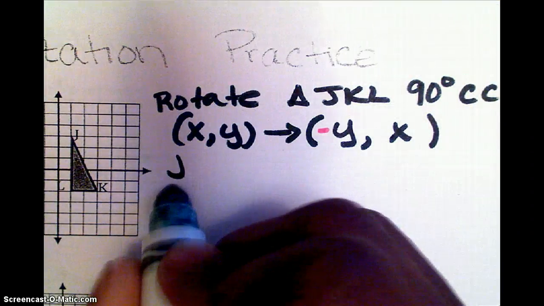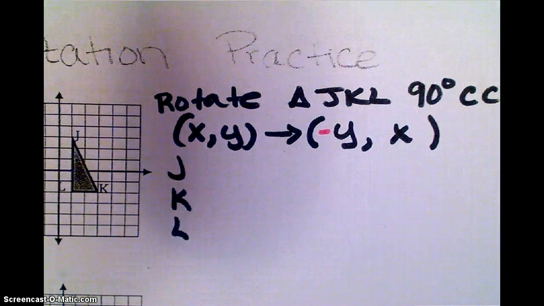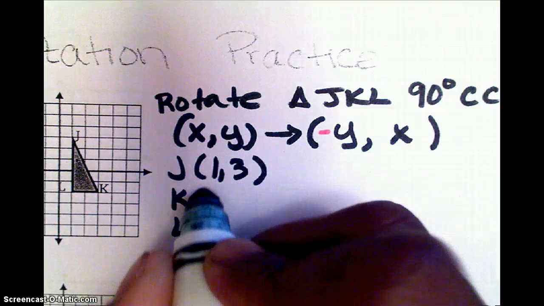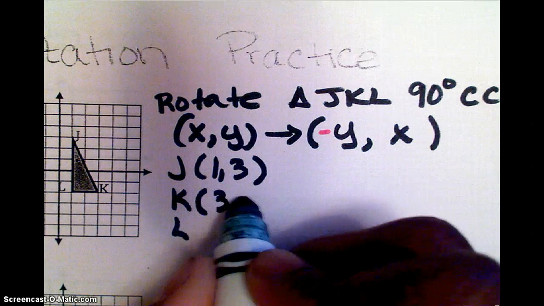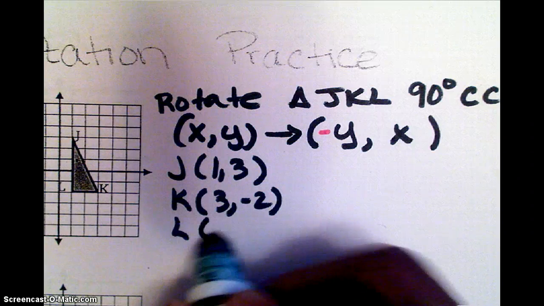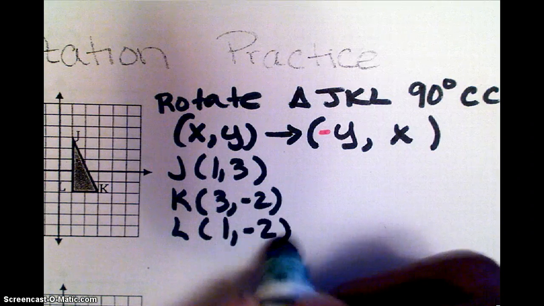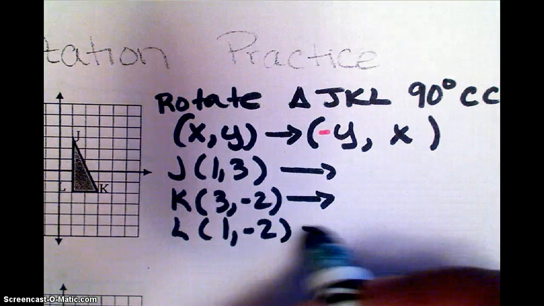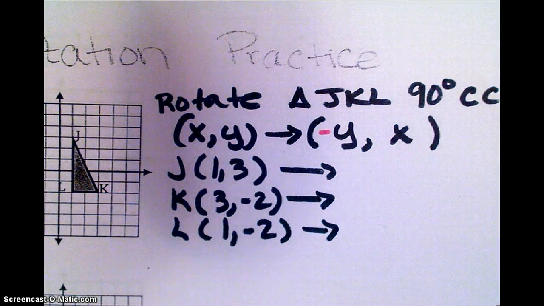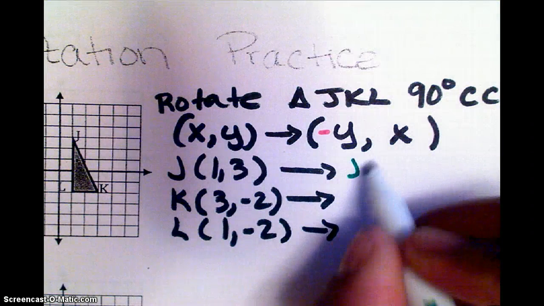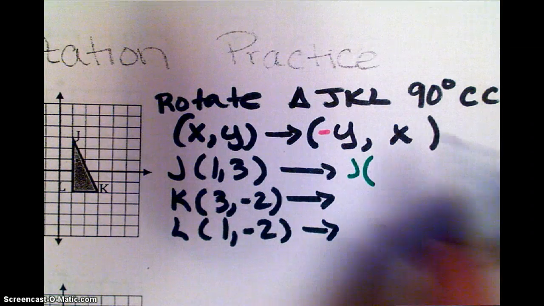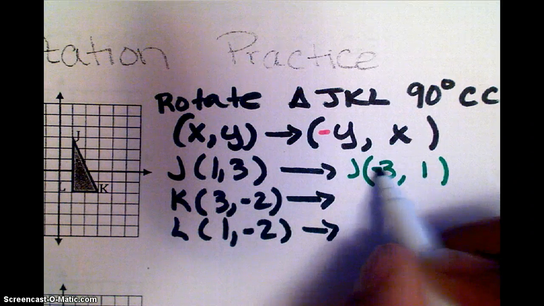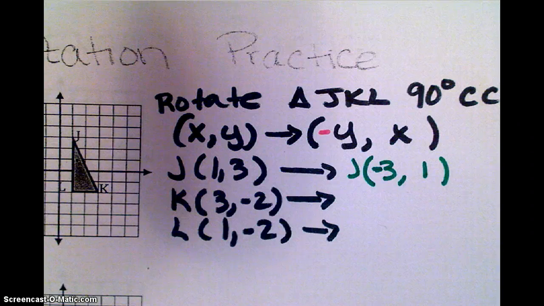J is at 1, 3. K is at 3, -2. And L is at 1, -2. Then I'm going to apply the rule so I can get my primes. J prime is going to be, I'm going to switch them, so I'm going to have 3, 1, but my 3 is going to be negative because that y is going to become negative.